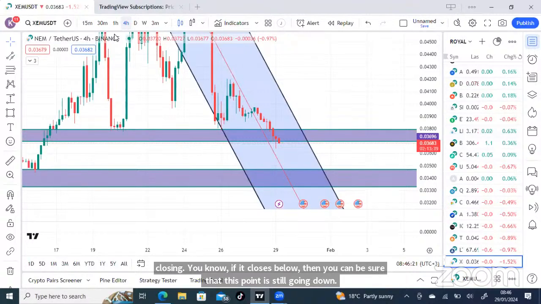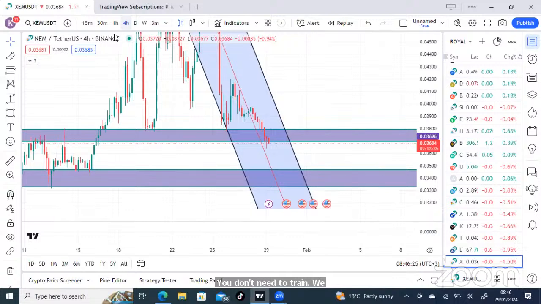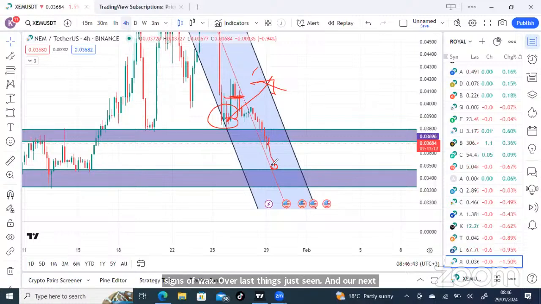And you don't need to trade. We had traded around here. Although now we're on floating loss, we had traded around here because the market had shown signs of what? Of reversal. Things just changed. And our next support is here. The coin is going to go up to here, unless otherwise the market reverses and closes above here.